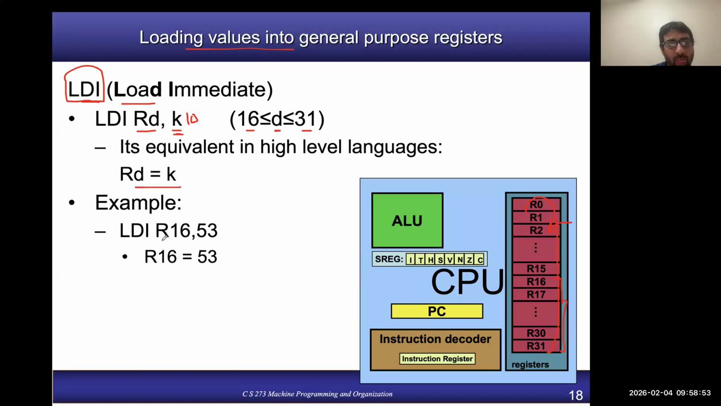So here is an example. If your assembly program executes this instruction, LDI R16, 53, what you are saying is put 53 in R16. So in this register, you will have the value of 53 after the execution of this instruction. And what is the base of this value? 53 decimal. It is a decimal value, right?